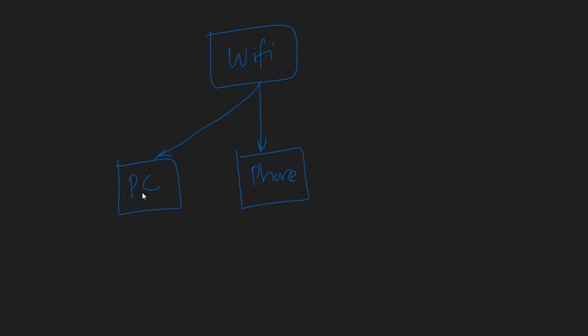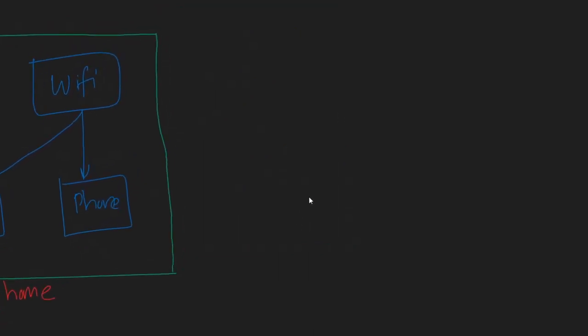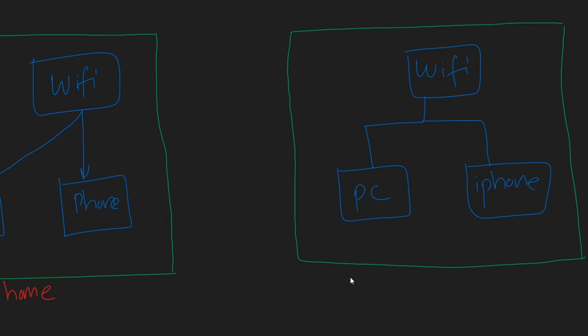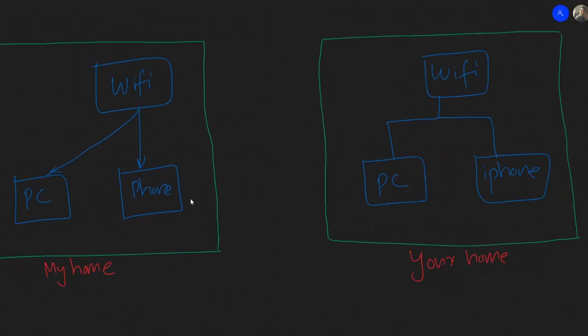Let's say if we have a website running in our PC here, with the correct configuration, we should be able to access the same website from our phone too. So we can call this a network. Let's say this is my home network. And let's say you also have the same network at your home, and this is your home network. Now, if I have a website in my PC over here, and if you want to access this, we need some kind of connection between these two. And that's where the internet comes in.